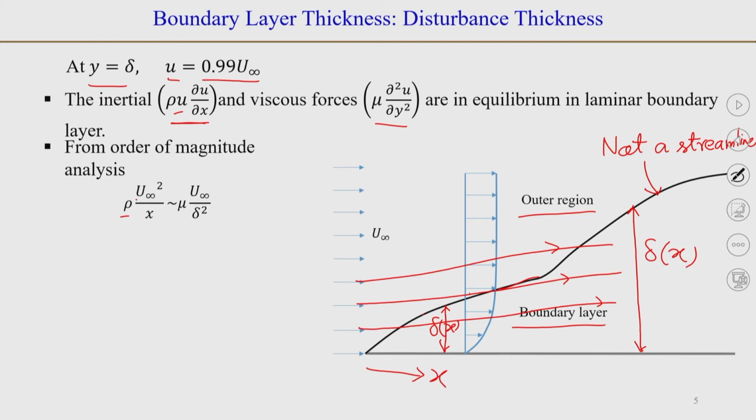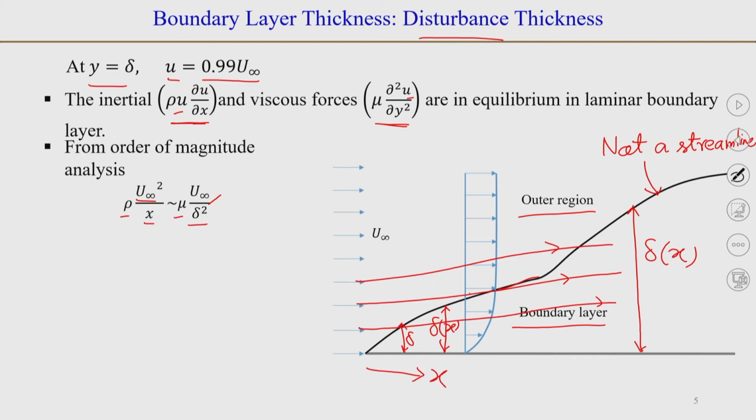So, rho u infinity squared by x, where x is the distance from the leading edge. And the viscous force mu dou 2 u by dou y 2, we can write this as mu u infinity, and for y we can take a length scale equal to the boundary layer thickness, which is also called the disturbance thickness. So, u infinity by delta squared.